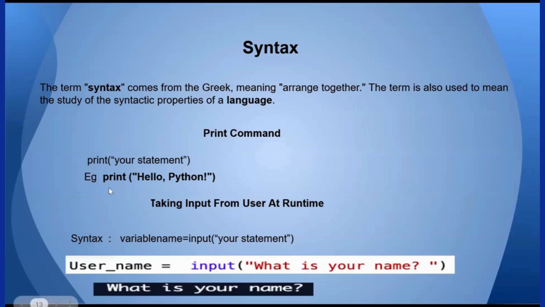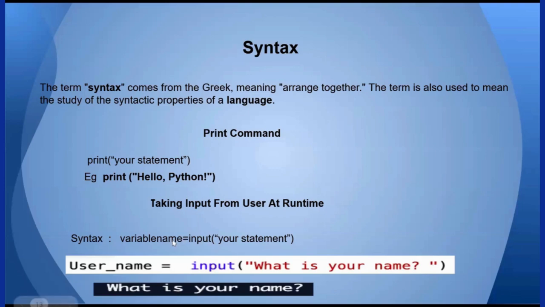Correct. So you can see the example. If I have written print under double quotes hello comma python exclamation sign, then in the output you will see hello comma python exclamation sign. Okay, if you have to take input from the user at runtime, that means you are running a program and you want to take a value from the user. Okay, so what is the syntax? You just write variable name equals to, then input, which is also an inbuilt function again, and this is used to take any value from the user.